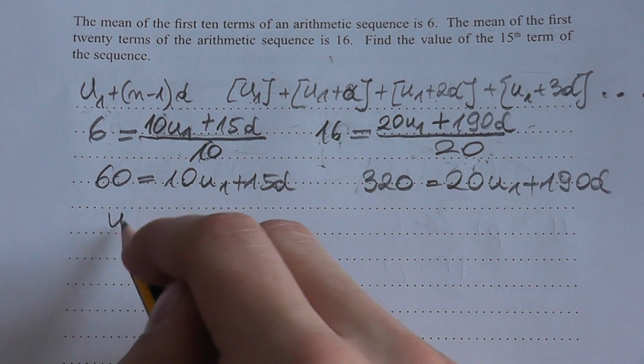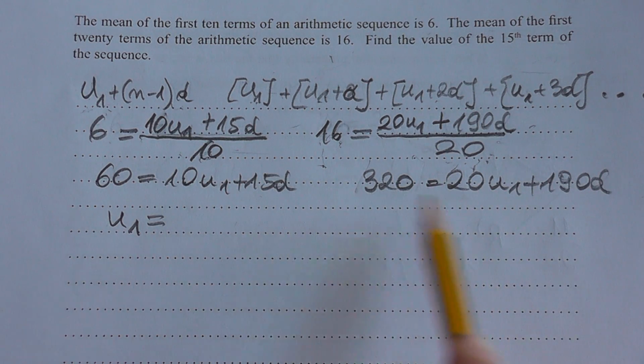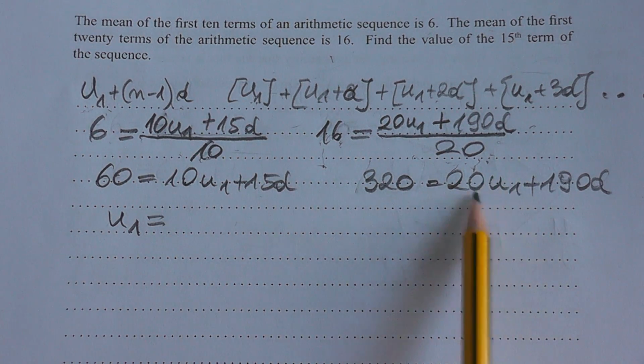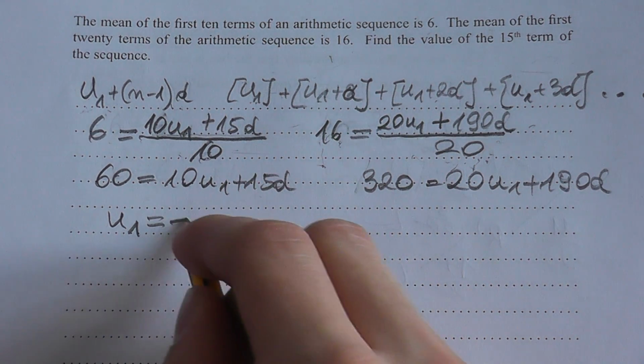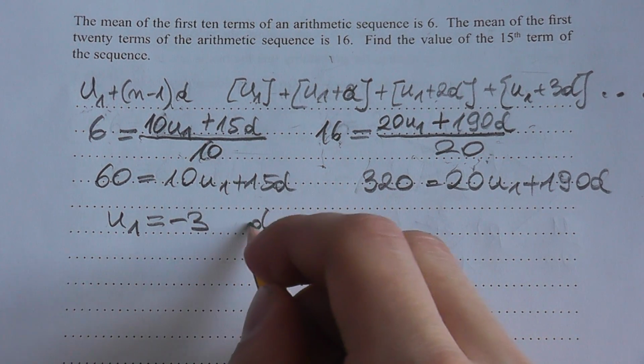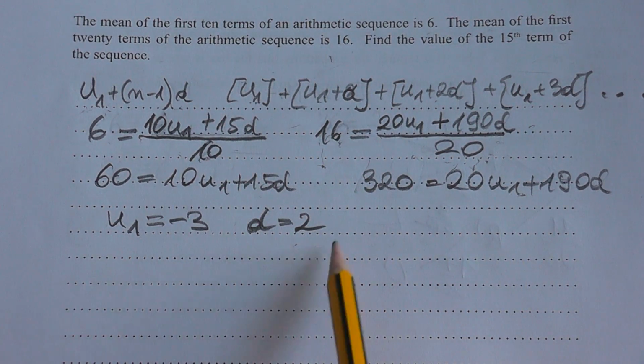But we eventually get that u1, the first term, whether you use substitution or elimination, or you isolate one term, it's up to you. But you get that u1 is minus 3. I did this already. And that the difference is 2. So that we got from these simultaneous equations.